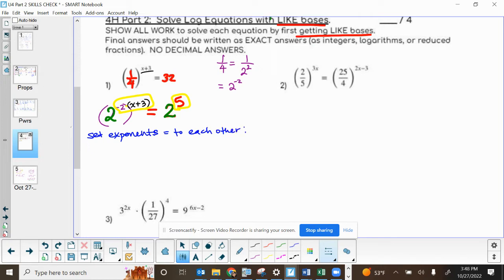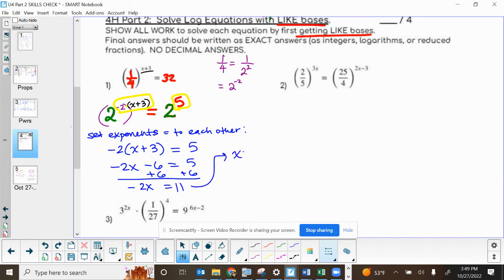So then I have negative 2 times the quantity x plus 3 equals 5. And then I'm just going to distribute and solve. And in the end, if I get a fraction, that's totally okay. So x is negative 11 over 2. And it's fine for me to have a negative exponent, so that's great. Okay.